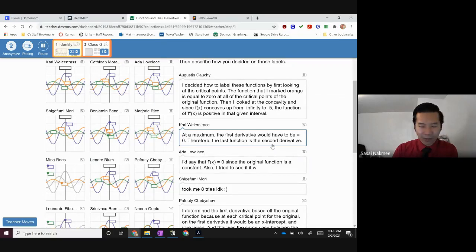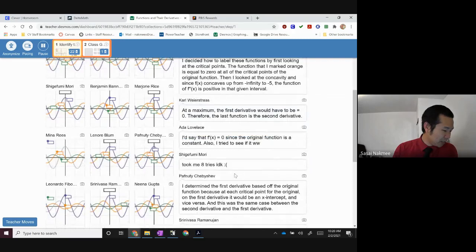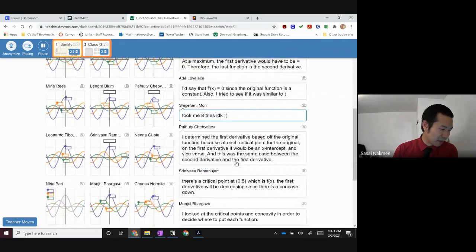Oh, I got you. So I can't actually tell which one is the first function or the last function in your explanation, but I understand where you're trying to go. Took me 8 tries. I don't know. Okay, that's okay. This is, like I said, a little daunting, and we'll keep practicing.